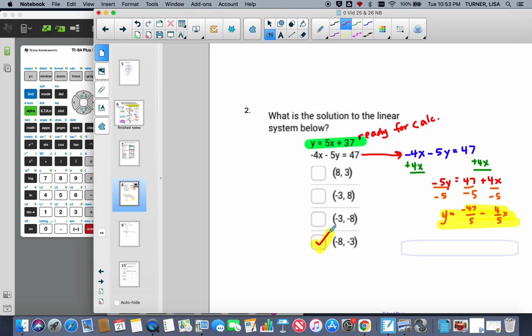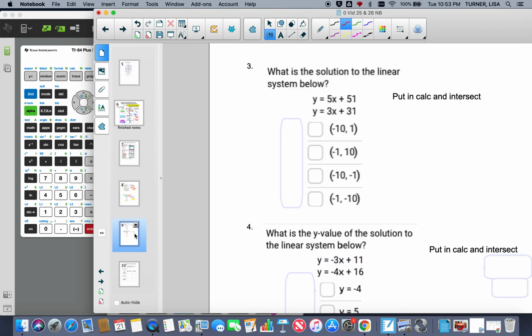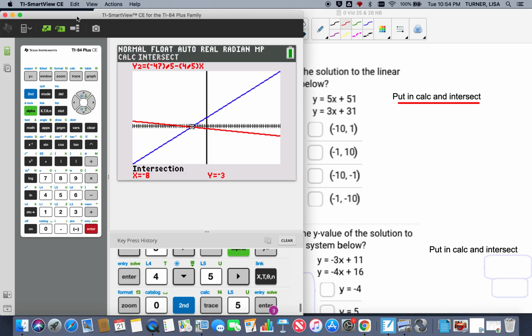Now the last two, turn to the last page. We're not going to do anything on paper because these are beautifully ready to go in the calculator, all right? You don't have to draw those lines. Put them in the calculator, put in calc and intersect. That's the only information you need to write down there. So let's do this together, the last two. All right, we'll do these pretty quickly.